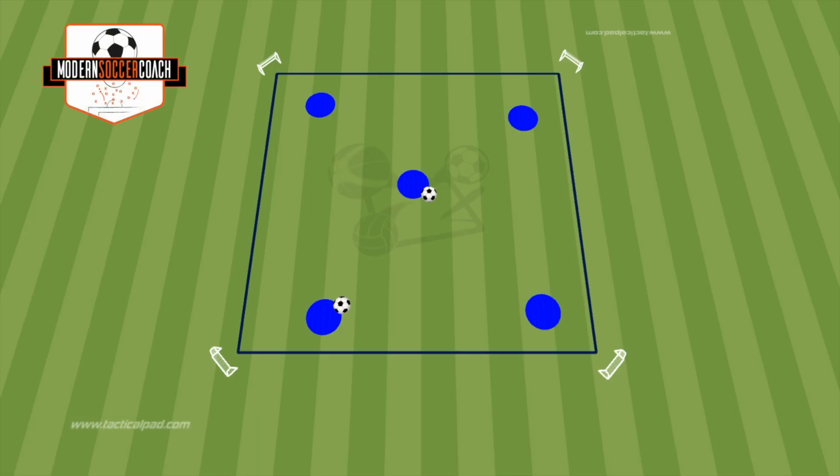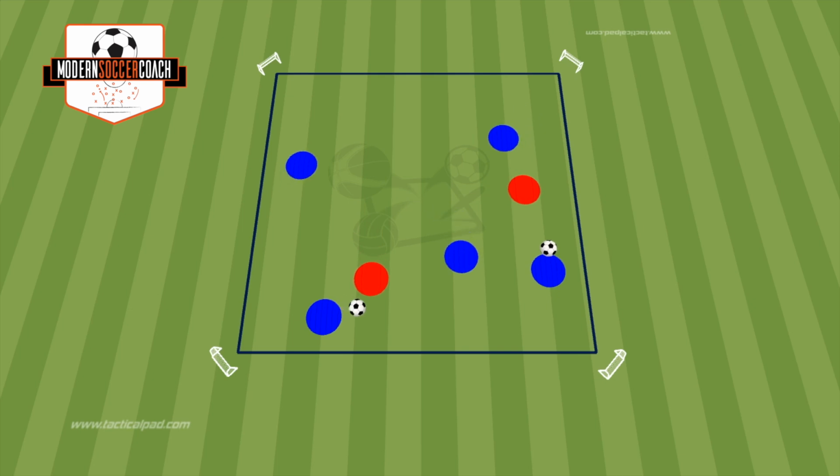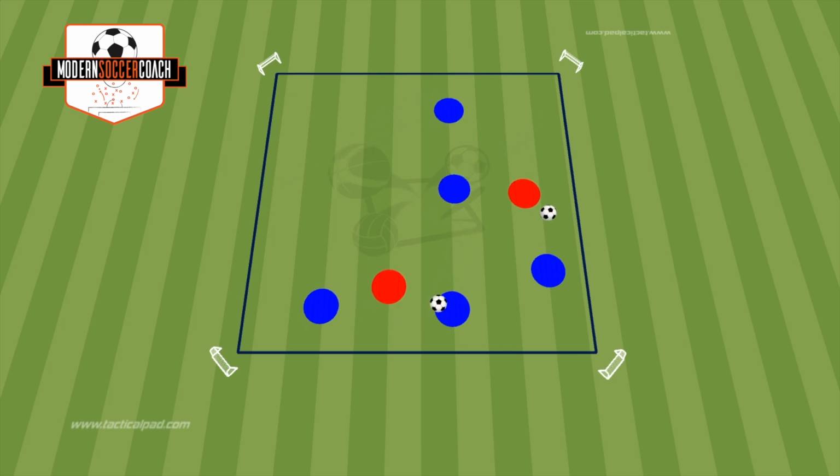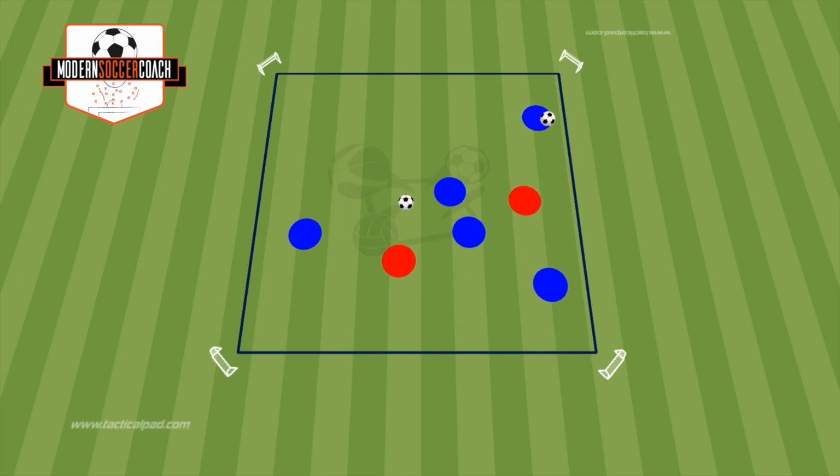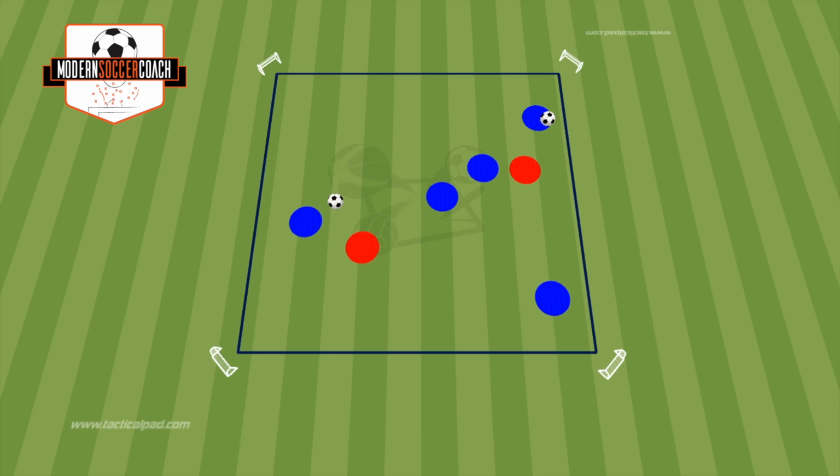Right, the next exercise is more of possession with the scanning, so looking around with pressure in order to circulate the ball. 5v2, 2-ball exercise, so simple. The 5 possession players in blue are looking to keep the ball away from the 2 defenders, but the 2 balls are moving at the same time, so the possession team start and try to maintain possession. 45 seconds with 2 balls is the target.